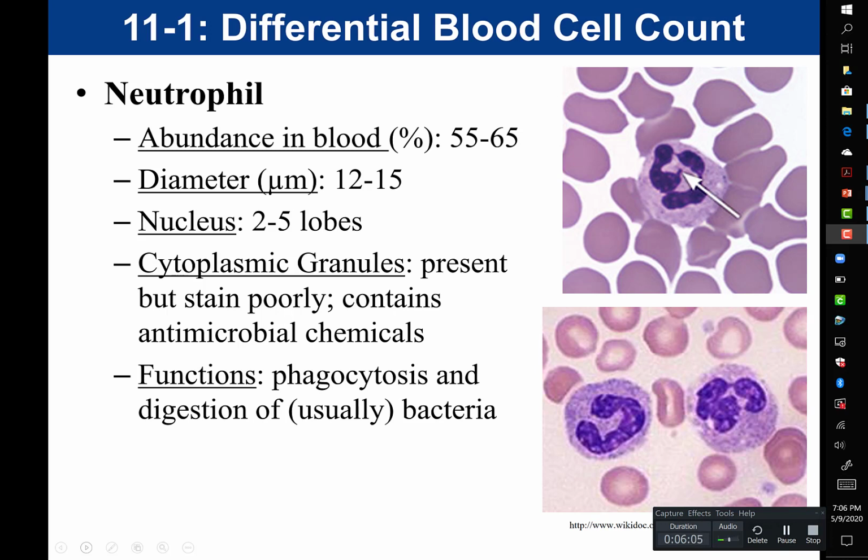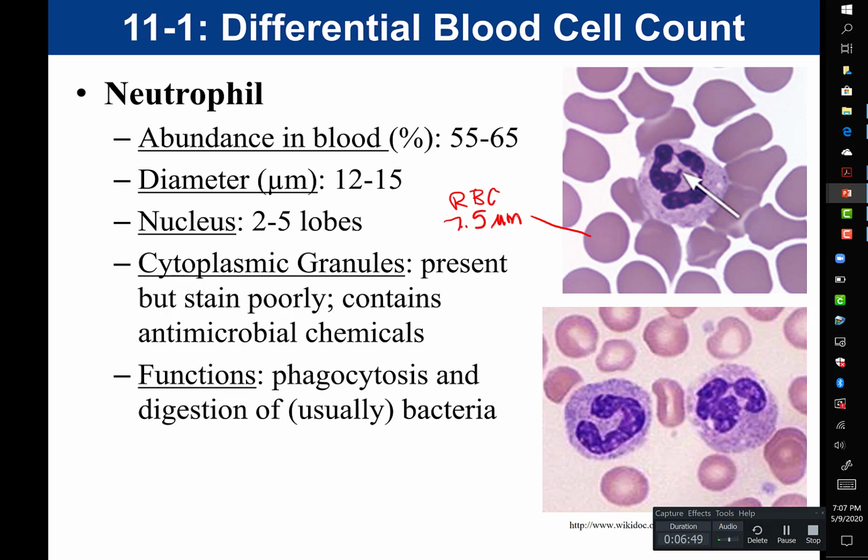In terms of diameter, the diameter of a neutrophil is between 12 and 15 micrometers or microns in size. Now, why am I telling you that? Well, because the size of the white blood cell sometimes can help you with its identification. Red blood cells are approximately 7.5 micrometers in size.